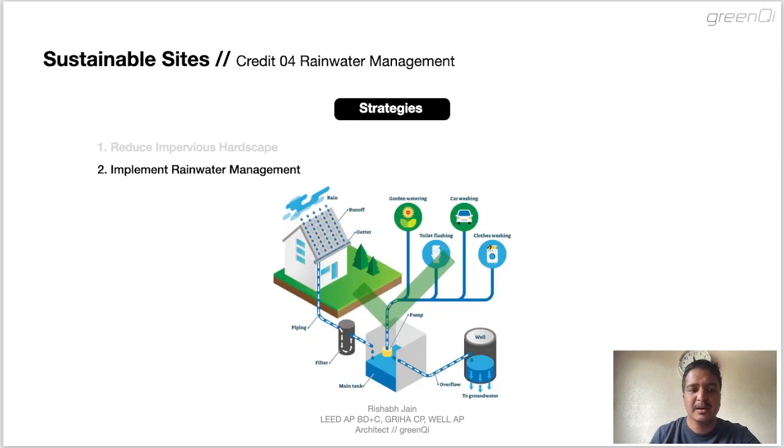Moving on to the second strategy, implementing rainwater management. Collecting rainwater is a popular option to reduce rainwater runoff. Collected rainwater can be reused for irrigation, process water, or even flushing.